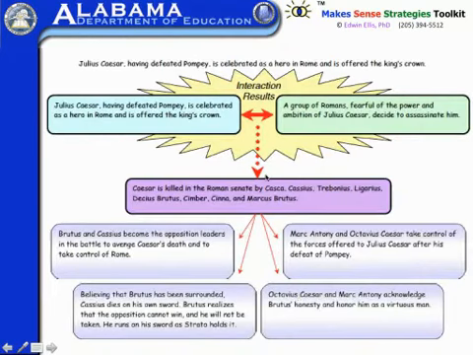So for an example, with Julius Caesar, having defeated Pompey, is celebrated as a hero in Rome, and is offered the king's crown. Okay, so the interactions: Julius Caesar, having defeated Pompey, is celebrated, is offered the crown, and in the meantime you have a group of Romans that are really fearful of the power and ambition of Caesar, and decide to assassinate him. So what happens when those two things come together? And so of course Caesar's killed, and then all the various spin-off things that happen as a result of that tension between the two.